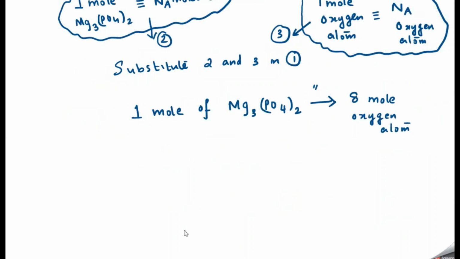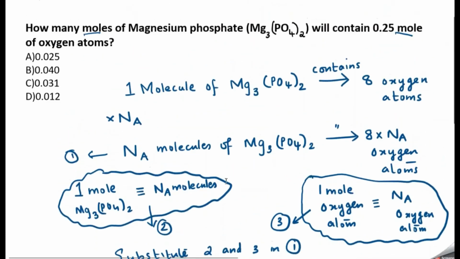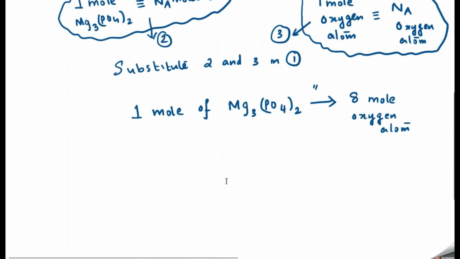So 1 mole of magnesium phosphate contains 8 moles of oxygen atoms. But they are asking you 0.25 mole of oxygen atoms contains how many moles of magnesium phosphate. So we need to convert this 8 moles to 0.25 mole. How can you convert 8 moles to 0.25 mole? Always I will say convert 8 to 1, then multiply that 1 with the respective number.